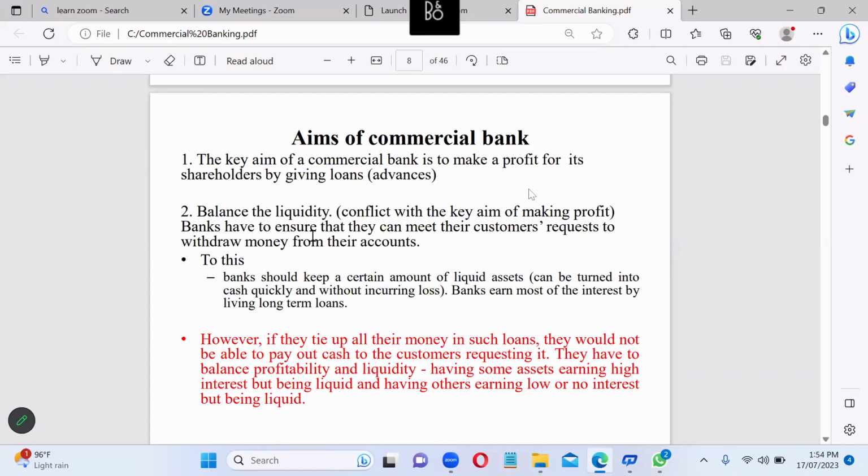You have to understand these two concepts. One is balancing the liquidity. Another one is generating the profit. How is profit generated? Through providing loans to the customers. How is liquidity balanced? They have to maintain or increase the level of deposits.